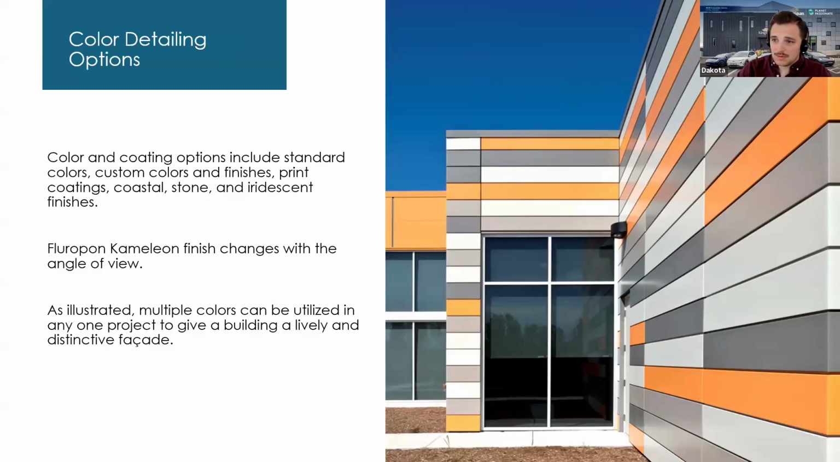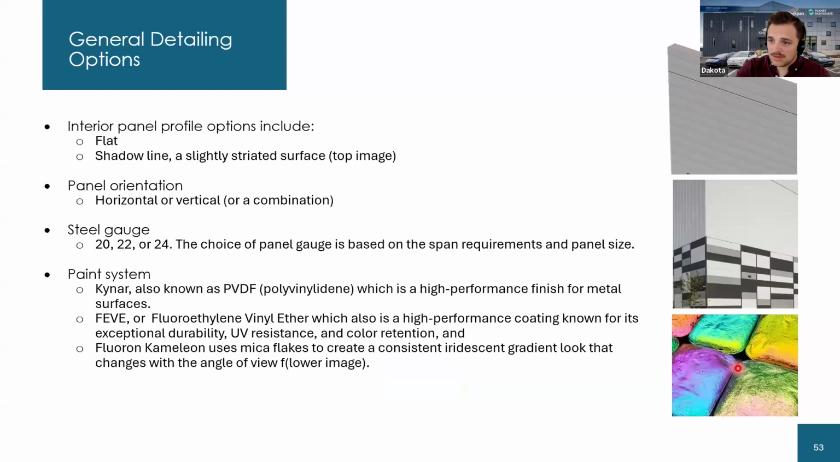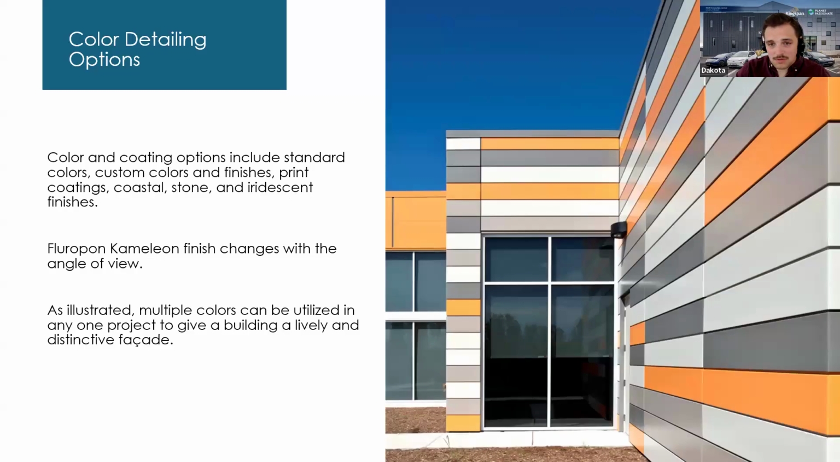There's prints, there's coatings. Like if you don't want paint, you can do a print. There's coastal finishes, stone, iridescent finishes, chameleon colors, kind of like what's shown here, where it's going to change color as you walk away from the building or walk toward the building. It just depends on what your program is. Again, takes a little bit more coordination at the front, but you can get it done.